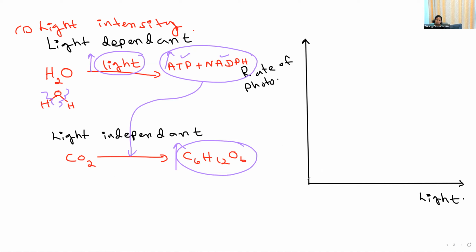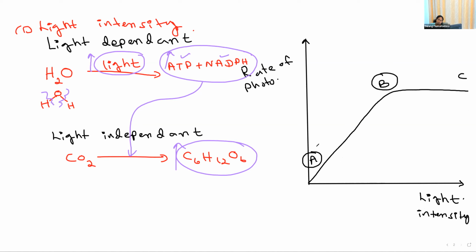So I'm going to plot the graph. Can you describe why the shape is going to be like this? So this is how the light intensity graph is going to look. If I increase the light, this is how the rate of photosynthesis is going to be affected. Write down why the rate of the reaction goes up from A to B.